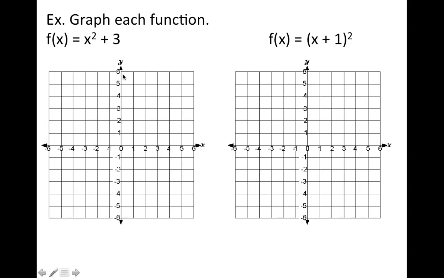So for the first one, we'd be moving our vertex up 3, so it would be at 0, 3. So the transformation would be up 3. Plot your points, connect your graph.